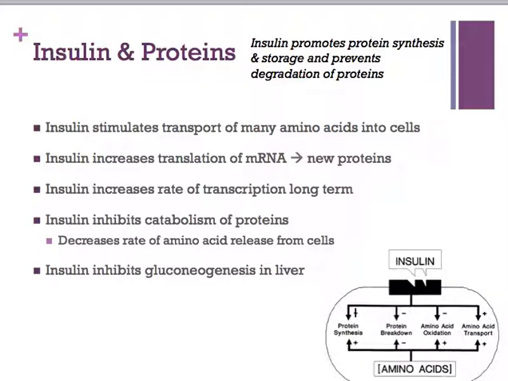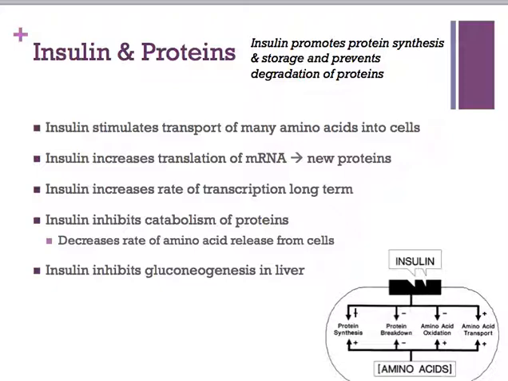This is just insulin and proteins. Insulin does stimulate transport of amino acids into cells, and amino acids are the building blocks of proteins. So the more insulin there is, the more transcription there is long term. It does inhibit catabolism of proteins, and it inhibits gluconeogenesis in the liver. And this is a little picture down here to show you the overall picture of insulin and proteins. But more protein synthesis, more protein storage, and it prevents the breakdown or degradation of proteins.